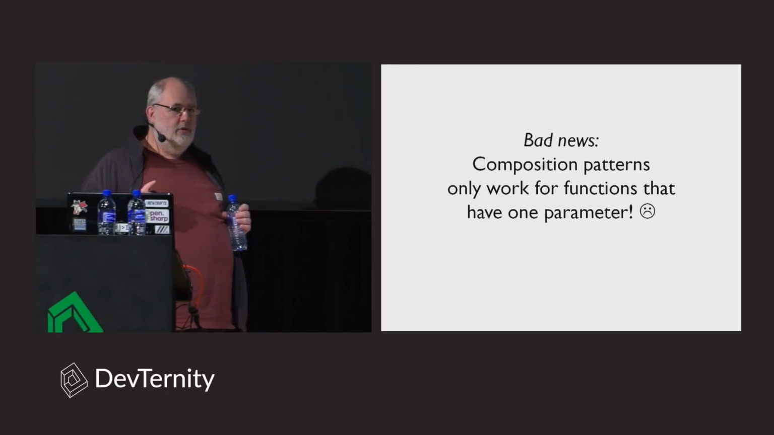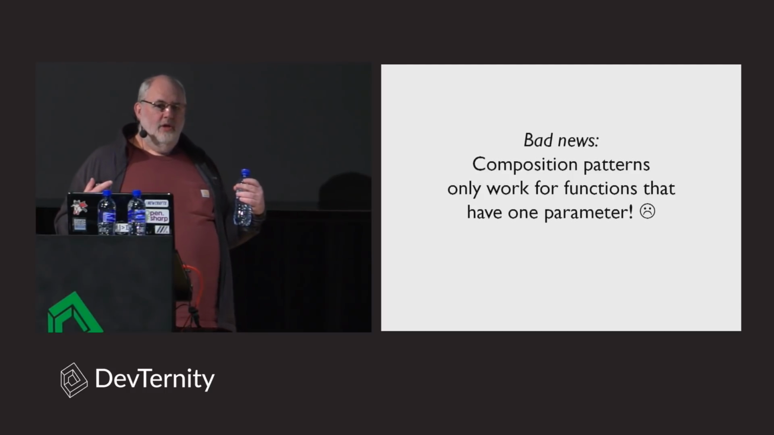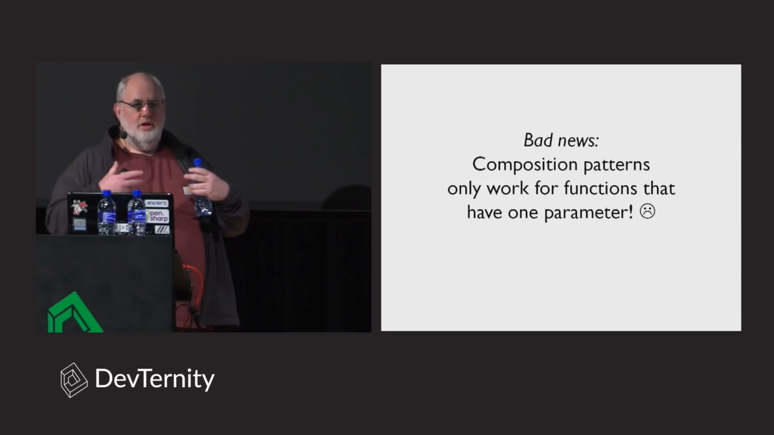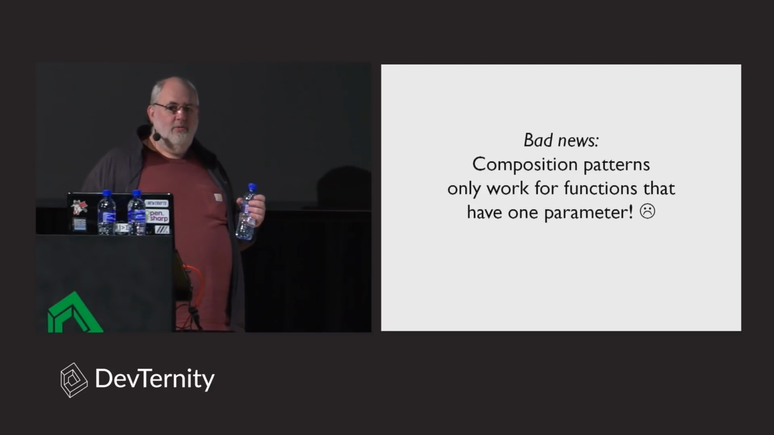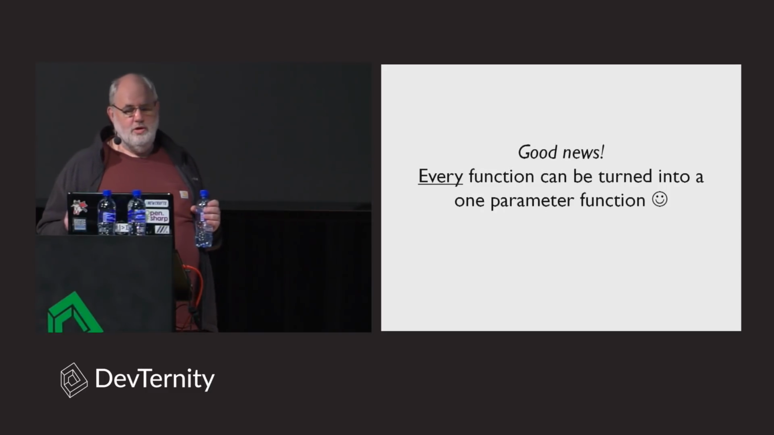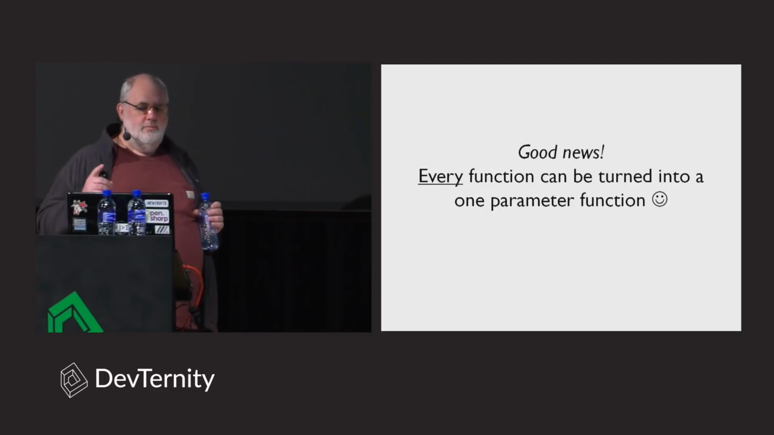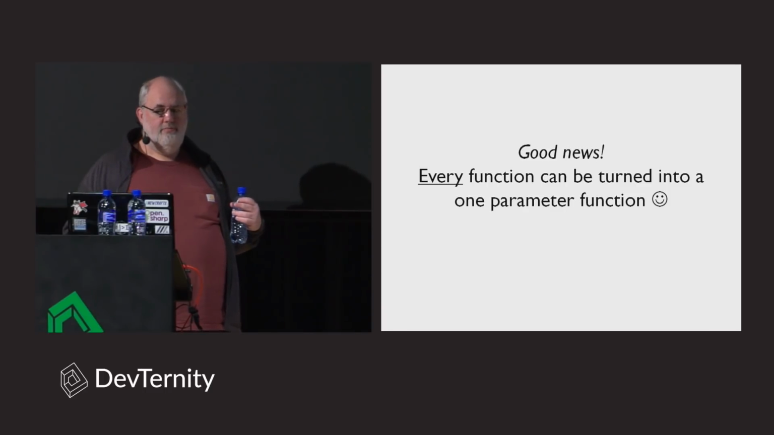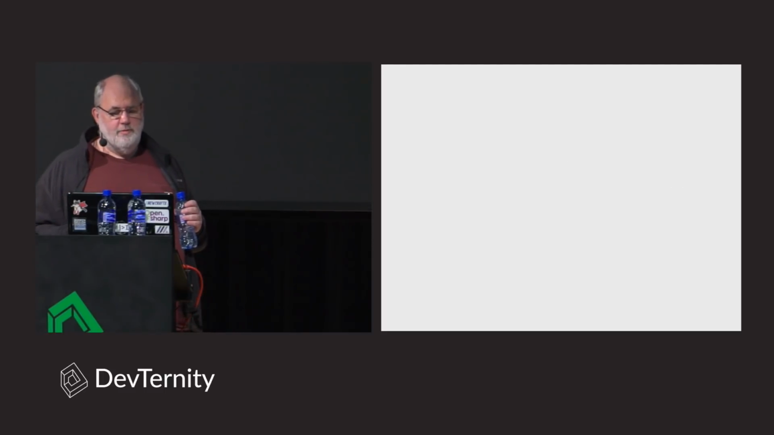All the composition techniques work really well when a function has one input and one output, because then you can just glue them together. But what happens when they don't? Then how does that work? It's not going to work. But here's the good news: every function can be turned into a one-parameter function. And that's a really important part of functional programming.